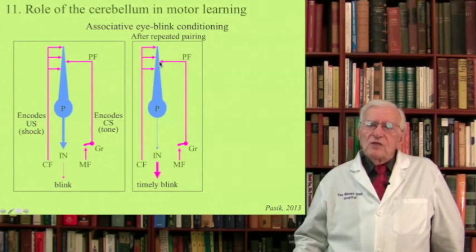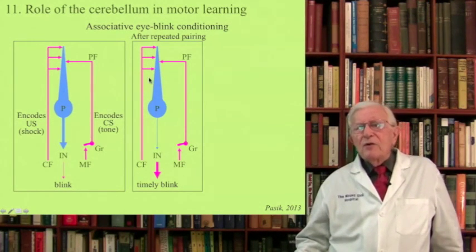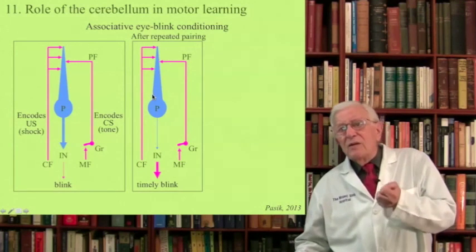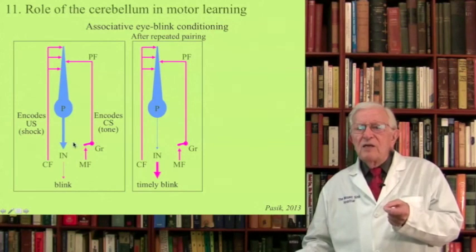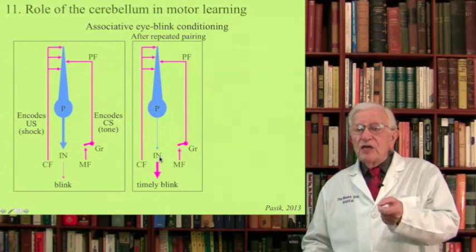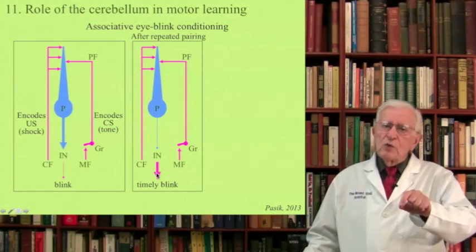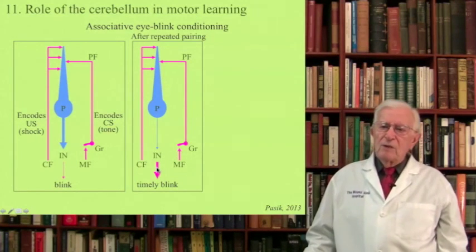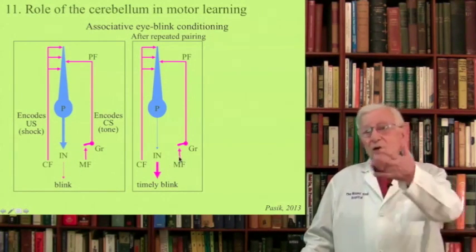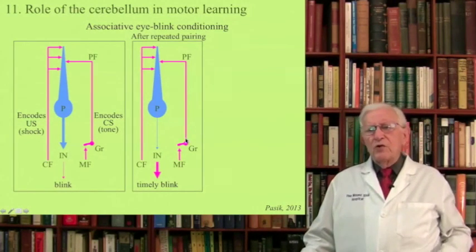So what is happening is that since this synapse is depressed, when the climbing fiber doesn't have enough to stimulate the Purkinje cell, the discharge of the Purkinje cell decreases. You see that it's thinner than here. It decreases. So the inhibition to the intrinsic nuclei decreases, and the intrinsic nuclei, which in turn are excitatory, produce eventually the timely blink. All this is fine and dandy, and has been shown electrophysiologically.